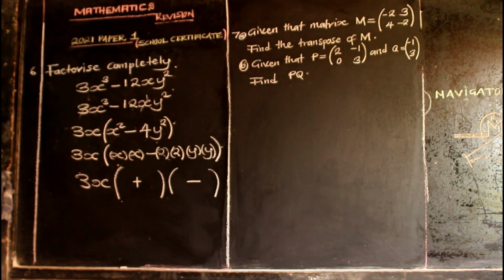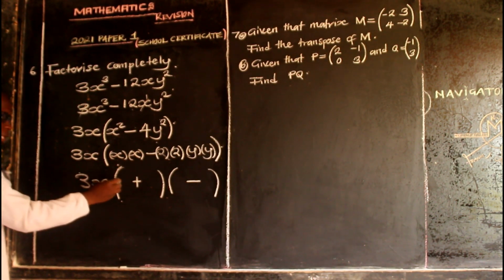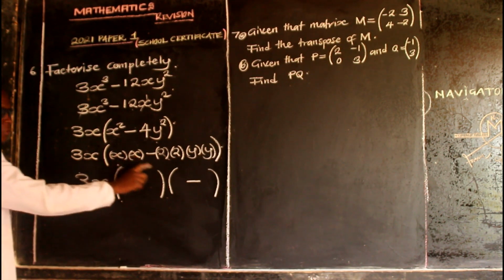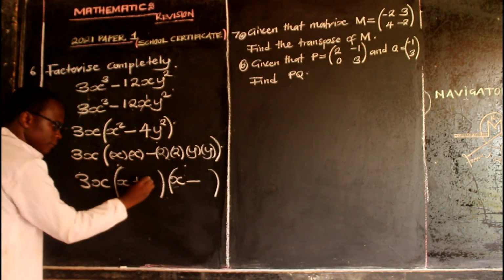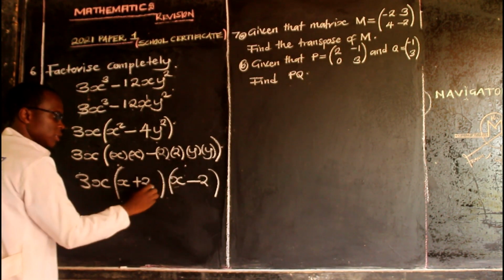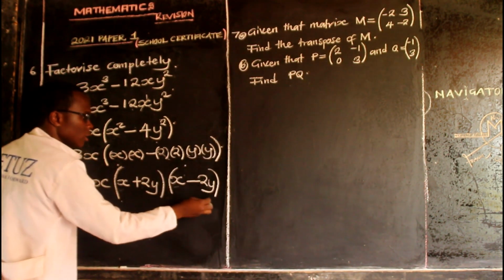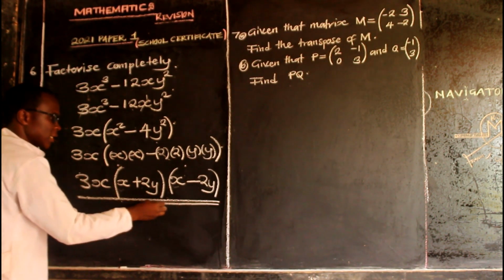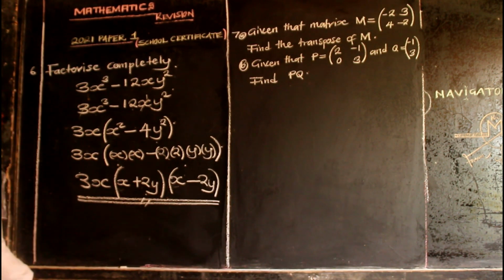Then you put this x here, and this other x on this side. The 2 goes here, and the remaining 2 goes here. This y goes here, and this other y on this side. So this is the complete factorization of this expression. This is the way you answer this particular question, as simple as that.